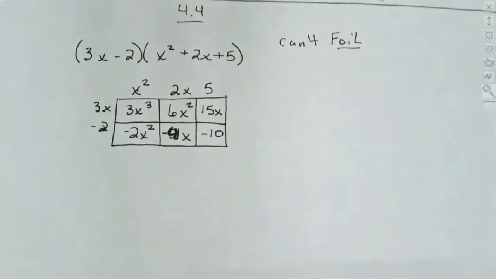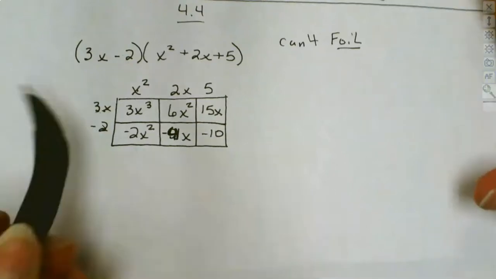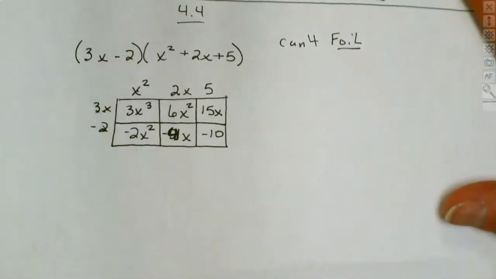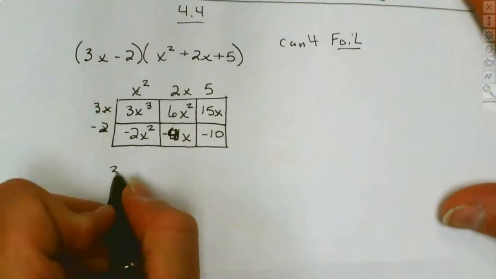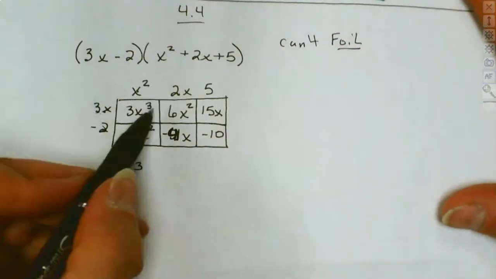Now, why I like this method is it makes it very, very easy to keep track of all the pieces, rather than just writing them out and trying to add them together. This, I think, is the absolute easiest way to do these. We always start in the upper left corner, and that should be your highest power. So what's in our upper left corner? 3x cubed. Okay, so that's gone.